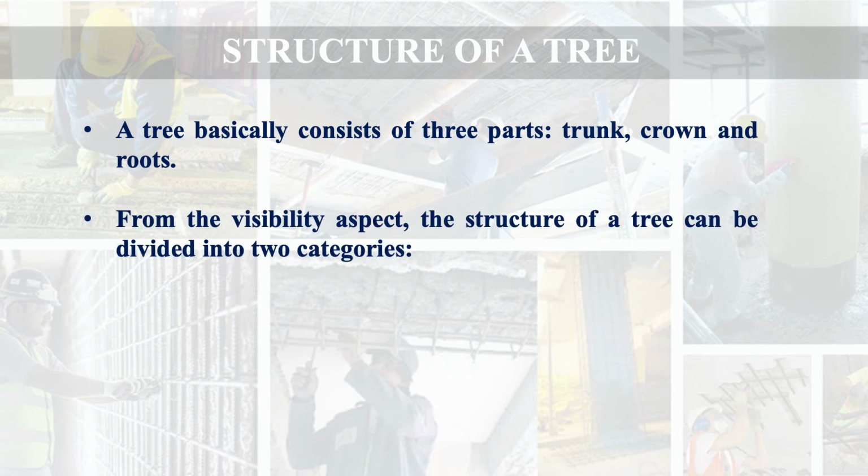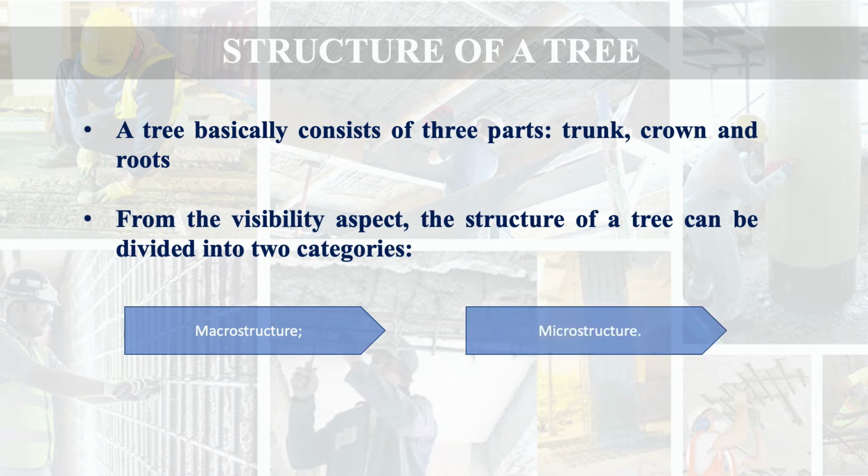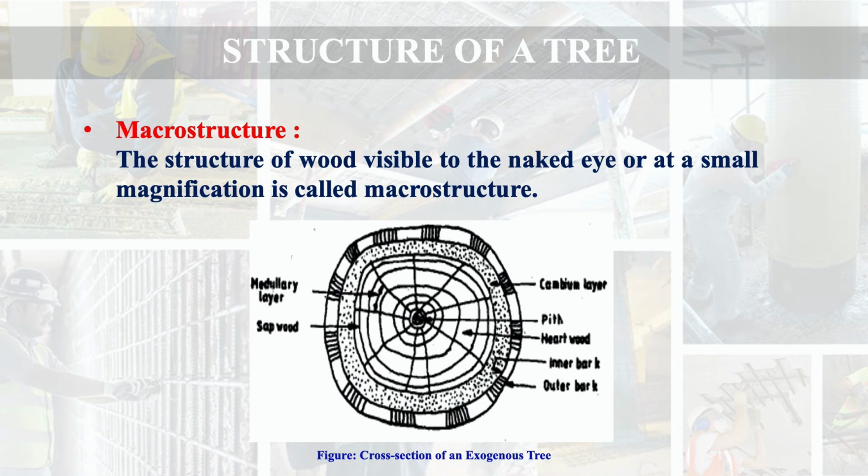From the visibility aspect, the structure of a tree can be divided into two categories: macrostructure and microstructure. Let us look at what this macrostructure and microstructure are. First, let us talk about macrostructure. The structure of wood visible to the naked eye or at a small magnification is called macrostructure. Meaning the structure which you can see with the naked eye or with little magnification will be called macrostructure.